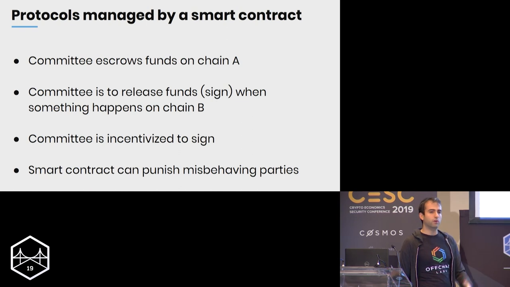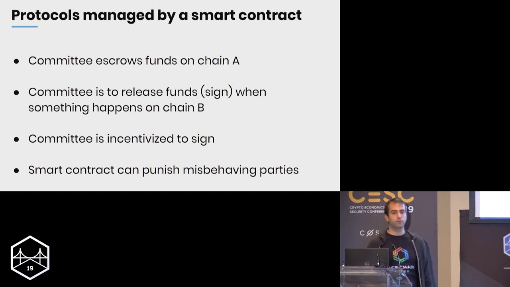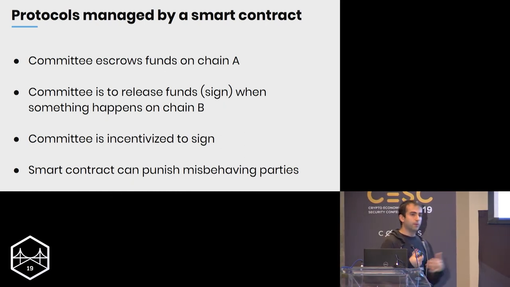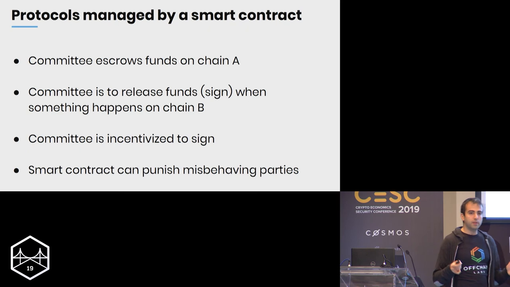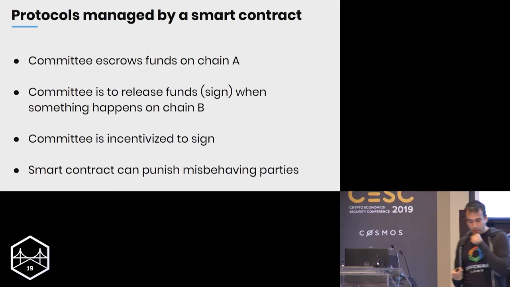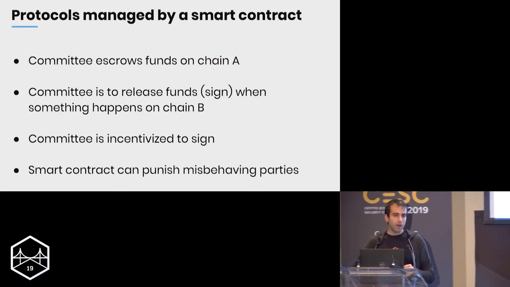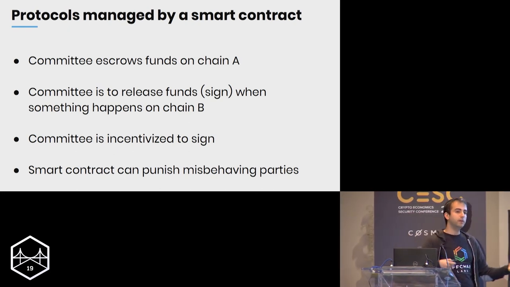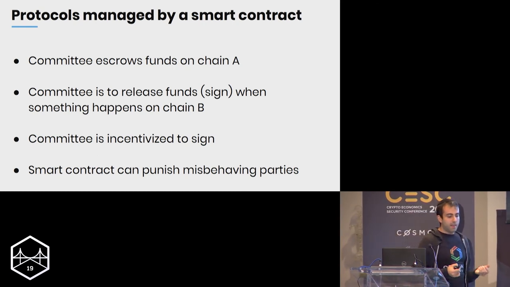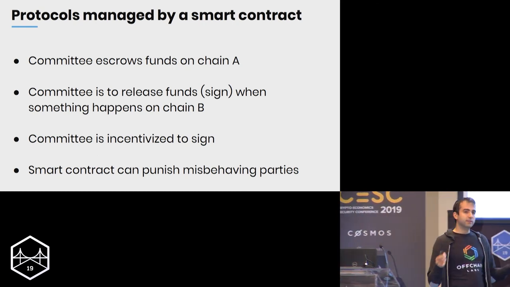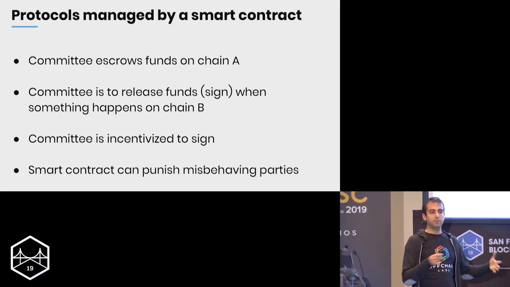Another class of protocols that people are using, this is a very simple protocol, but you should look at what the people at Keep Network are doing with their TBTC, which has the flavor of this. The idea is you have some funds on blockchain A, and you have a committee that escrows those funds and locks them up. Then, under certain conditions, if something happens maybe on blockchain B, the committee is supposed to go ahead and sign a transaction to release those funds. You want the committee to be incentivized to sign, and you can have a smart contract say, hey, committee, if you fail to produce this signature, you're going to get punished. You're going to get slashed.